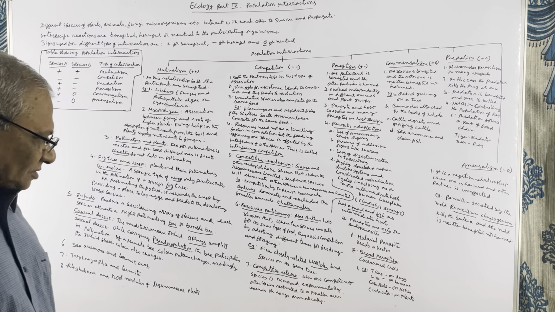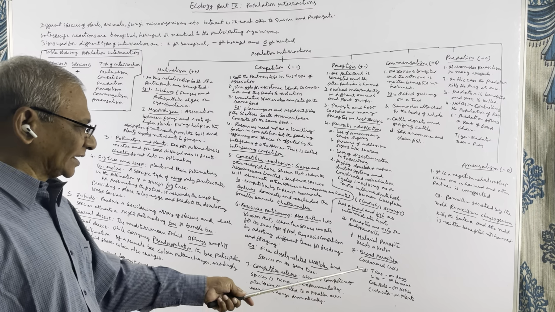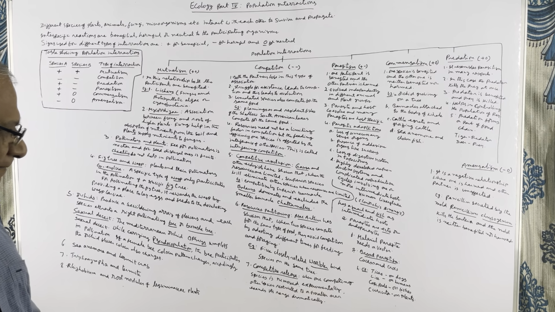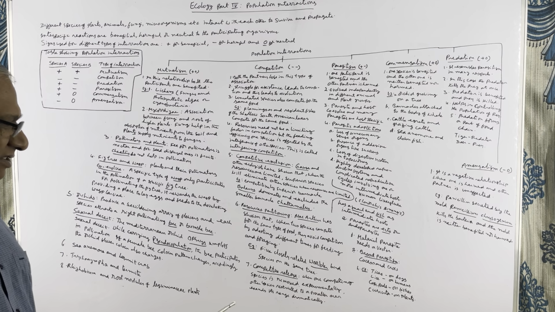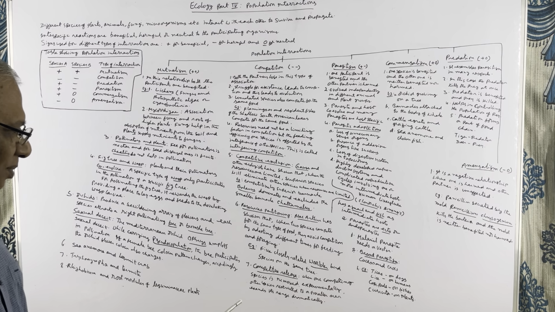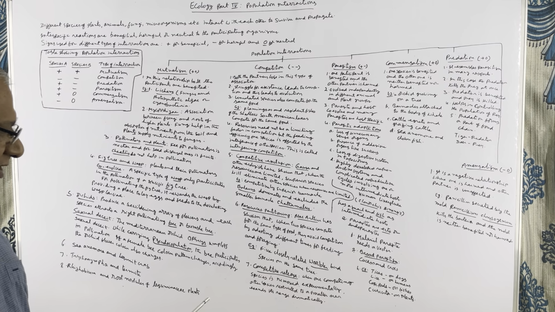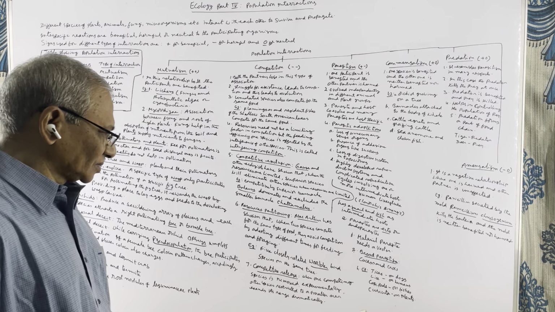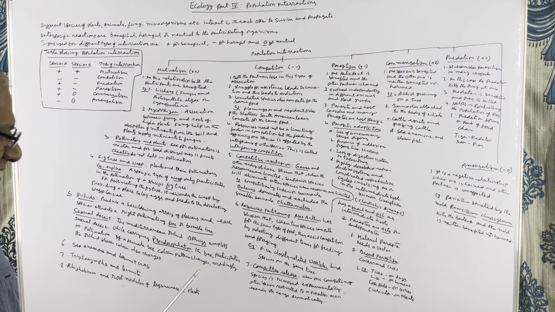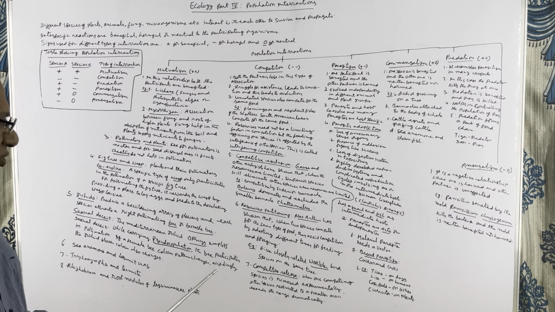Some of the examples of ectoparasites are ticks. Ticks are parasites present on dogs. Lice are parasites present on the body of human beings. Copepods are found attached to the gills of fishes. Cuscuta is an ectoparasitic plant found on trees. So in this way, there are a number of ectoparasites.